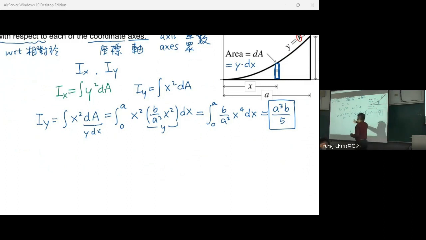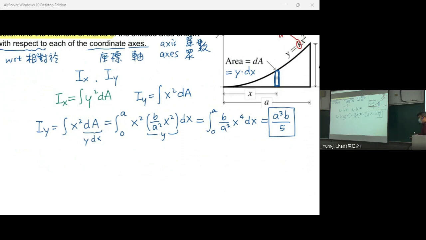So we use the definition. These two are the definitions. So we use the definition, and Iy is equal to x squared dA, dA is equal to y dx, and then we simply put y here, and then you know how to do the rest. Take your time to write this down.